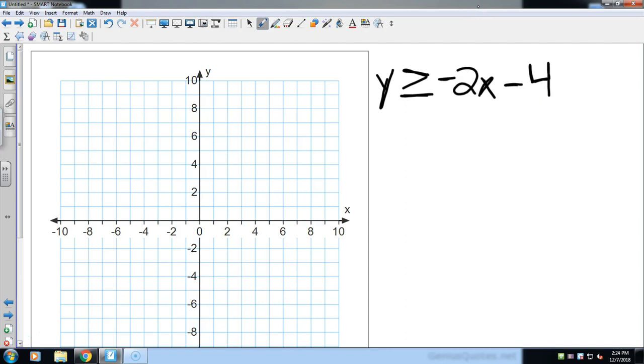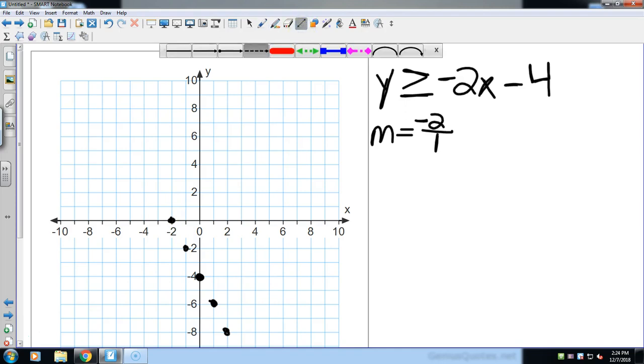So the y-intercept of this is negative 4. And my slope tells me that I go down 2. My slope is negative 2 over 1. So I go down 2 and to the right 1. Now I'm going to go up 2 and to the left 1. Okay, it's greater than or equal to, so that tells me I have a solid line.